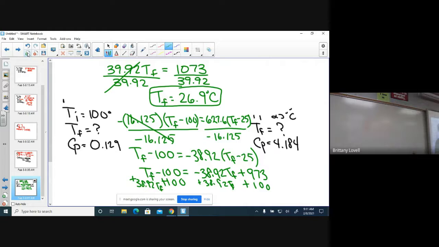Okay. It's a lot of math. It's a lot of remembering how to do your algebra 1 and doing the correct order of operations. But the concept is pretty straightforward, right? Heat gained must equal heat lost. You've got to know which side is losing heat, which side is gaining heat, and then set them up and solve them.